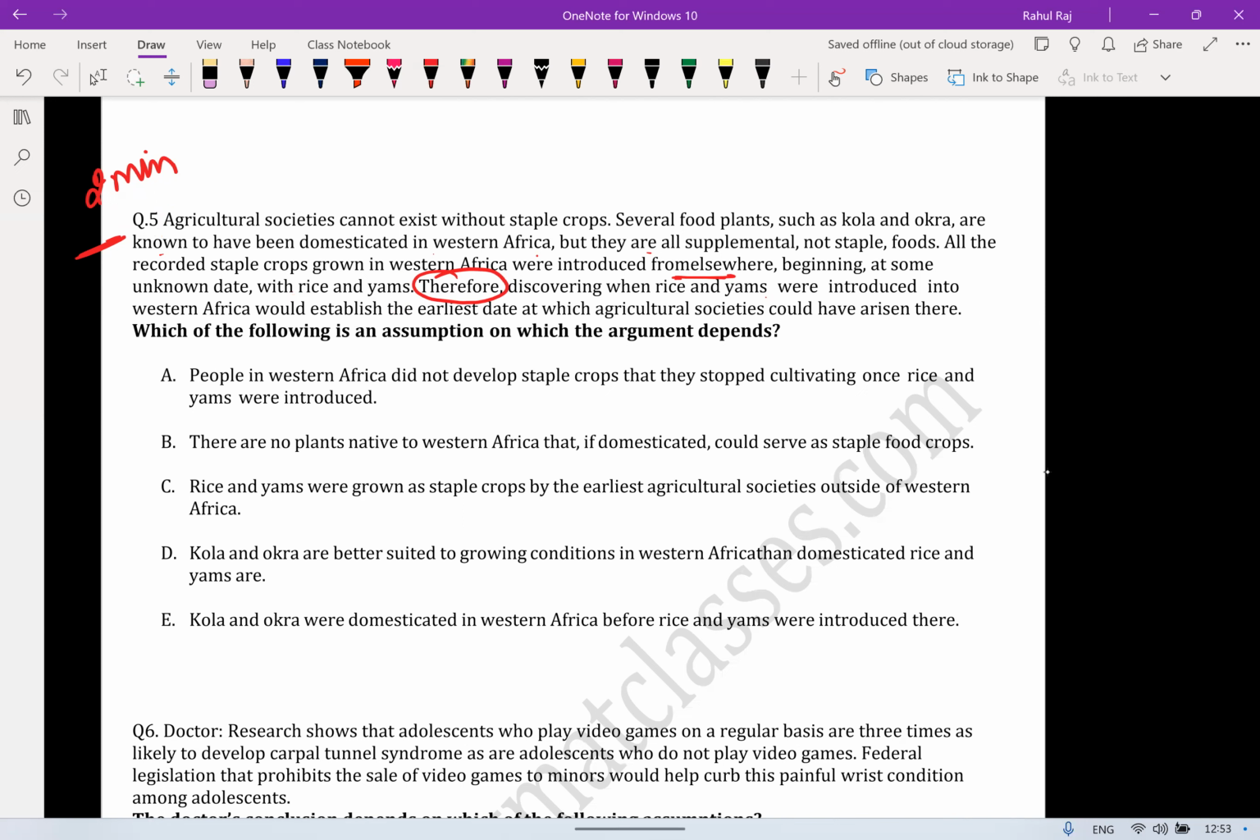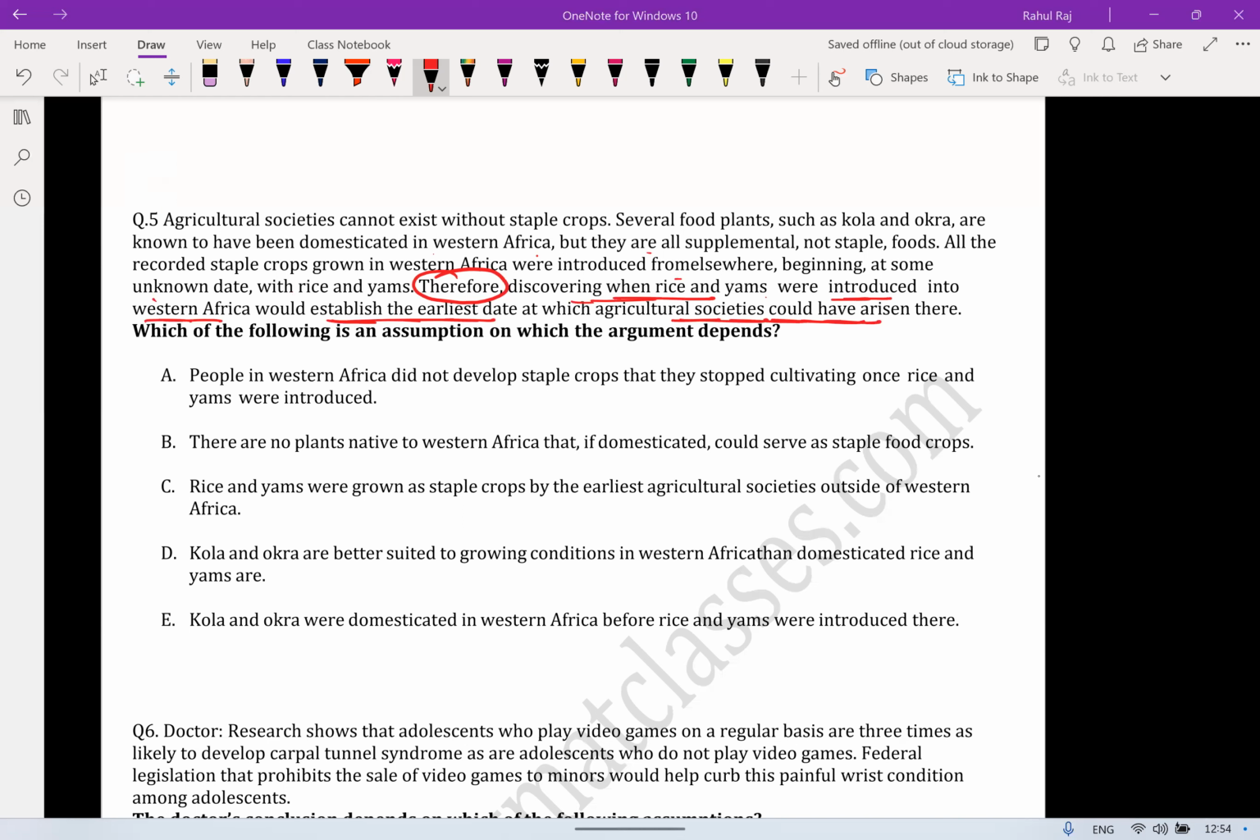So is the conclusion very clear or not? Anyone who has doubt with the conclusion before we get into the answer choices? They say that discovering when rice and yams were introduced into Western Africa would establish the earliest date at which agriculture society could have arisen there. Tell me.